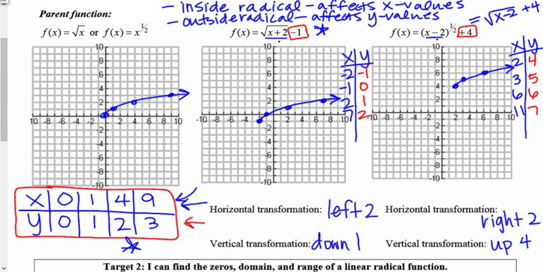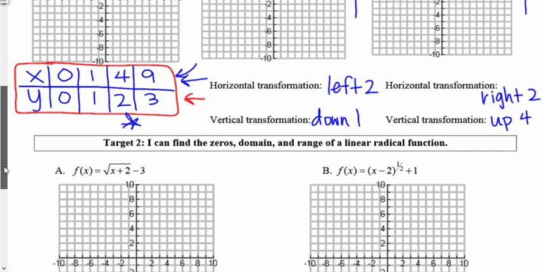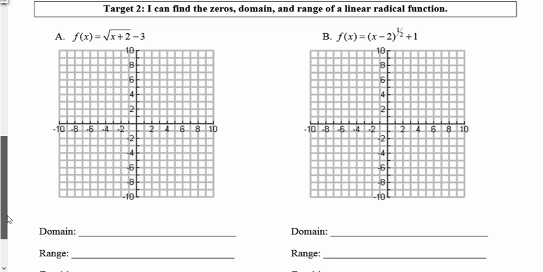All right, moving on to target 2, we're going to actually do the same thing, except we're going to add a couple more pieces to it. We're going to find the zeros, the domain, and the range of all of these square root function graphs that we've been doing. So we're going to do 2 more. I'm going to write the parent table off to the side again, just so we don't forget it. I would recommend doing this right when you get your paper.